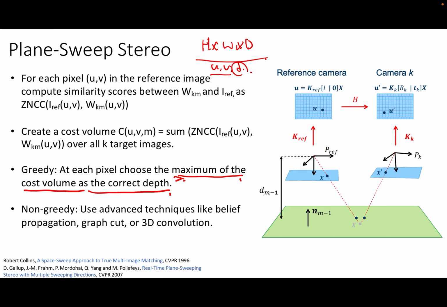For a non-greedy approach, we can use advanced techniques like belief propagation, graph cut, or 3D convolution. We're not going to study these non-greedy approaches in detail. You can just understand why we can try the greedy approach and what the greedy approach means. Let's say we have a cost volume, then at each pixel we can choose the maximum of the cost volume as the correct depth. We can just perform argmax to get the correct depth value. That is the greedy approach.